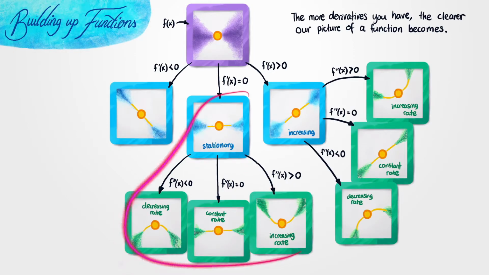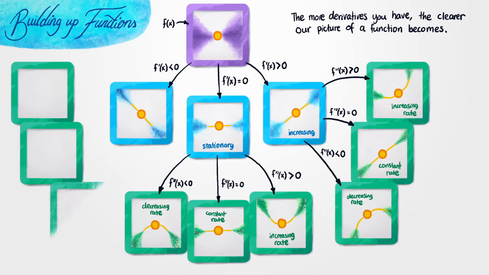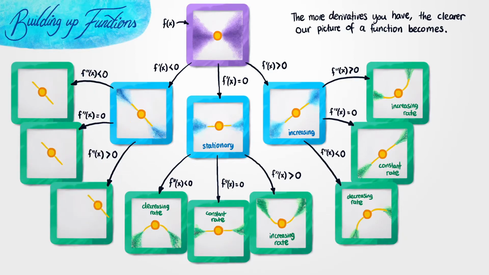So now that we've finished talking about all the stationary functions we can have, let's talk about all the decreasing functions that we can have. Okay, so just like we saw in the other cases, all of these functions are decreasing, but this one's doing so at a decreasing rate, this one's at a constant rate, and this one's at an increasing rate. And of course, this again limits the amount of possible functions that we could have.